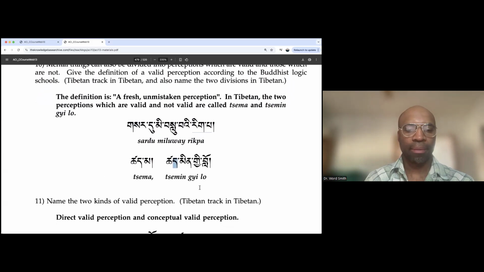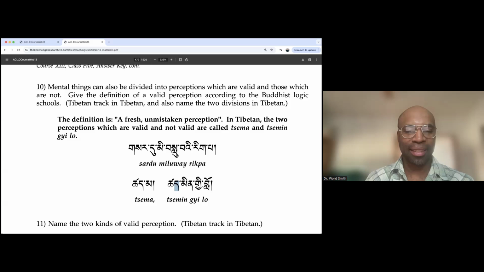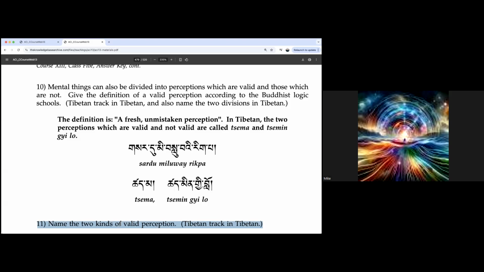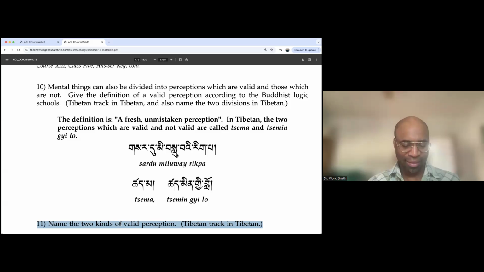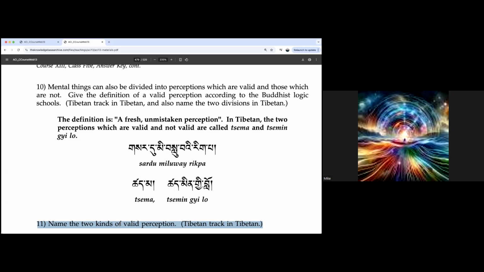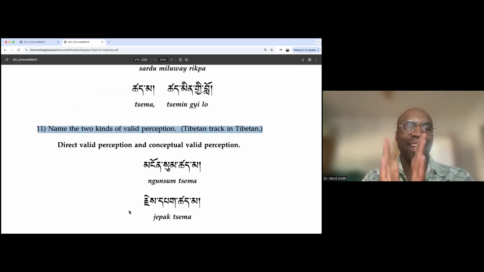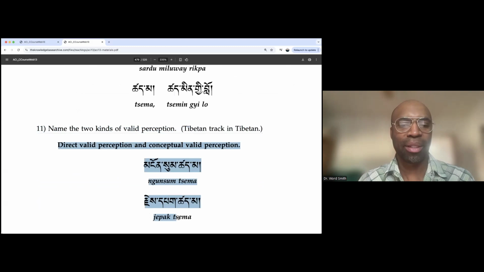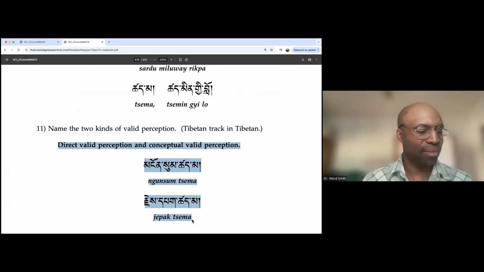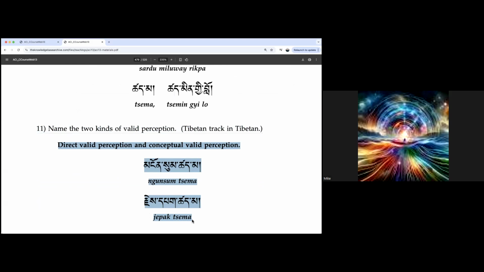All right. Oh wait, Mike, do the next one. All right. Name the two kinds of valid perception. Go for it. Is it direct valid perceptions and conceptual or indirect valid perceptions? Yeah. Good job, Mike. Read all this. Direct valid perception and conceptual valid perception.